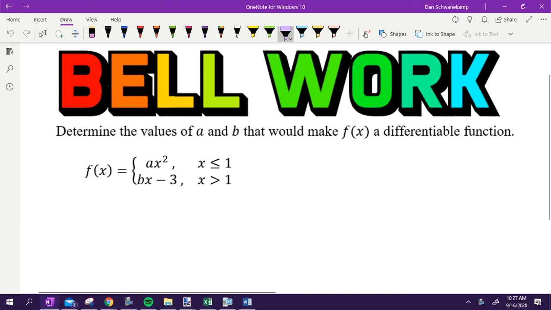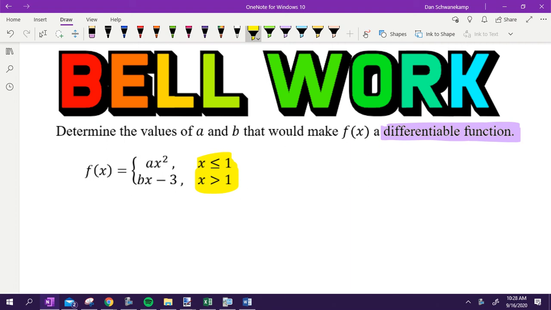In bell work today, we are doing the same thing we did yesterday. We are trying to make this function a differentiable function. f of x is equal to, I've got a parabola and I've got a line. Parabolas are differentiable. Lines are differentiable. The only place that I might have a problem is at the piecewise point, at that spot where they break.